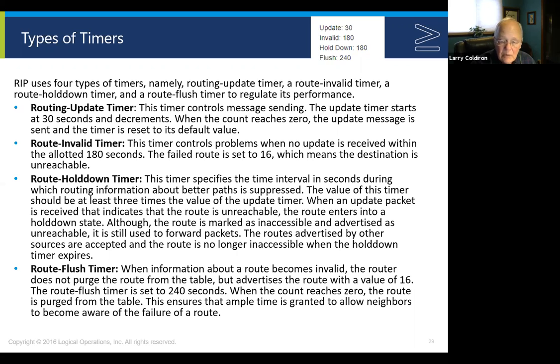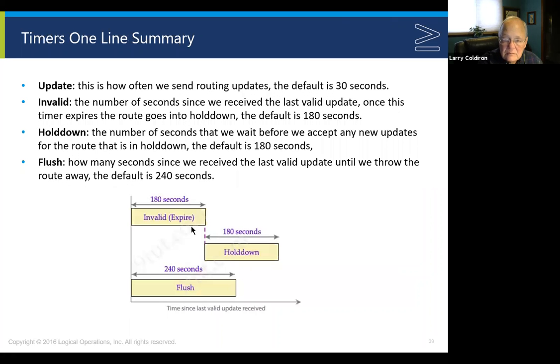And the flush timer: when the information becomes invalid, the router doesn't purge the route table, but advertises the route with a value of 16, unreachable. And then the route flush timer is set to 240 seconds, 4 minutes. And when it reaches 0, then the route is purged from the route table. So it takes a little bit of time to get rid of one of these routes.